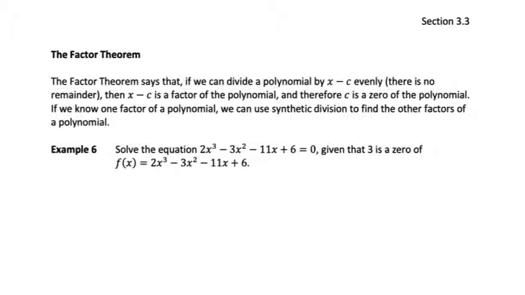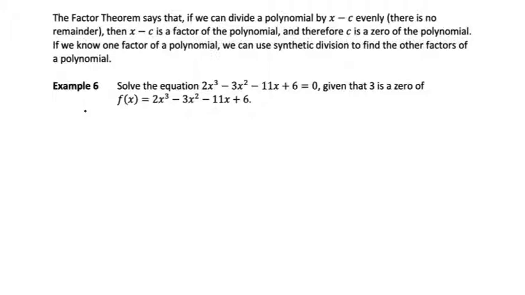So this is example 6 from the textbook. It says to solve the equation 2x to the third minus 3x squared minus 11x plus 6 equals 0, given that 3 is a 0 of the polynomial.